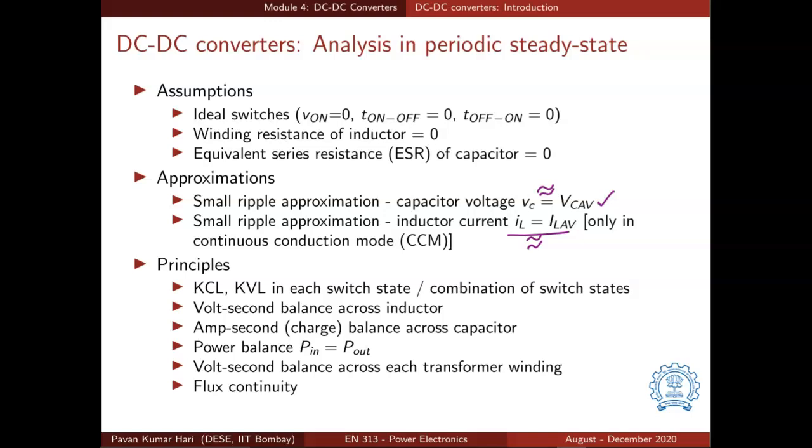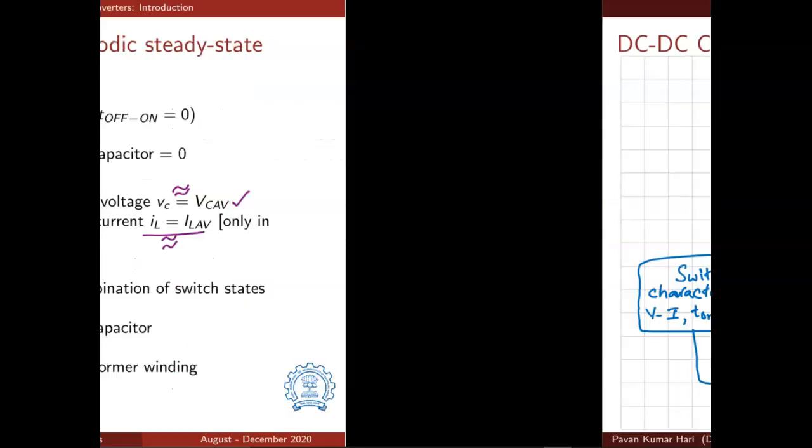And when it comes to isolated DC-DC converters, like converters involving a transformer, we have volt second balance across each transformer winding, and also flux continuity. That means the flux in the core cannot have discontinuities, which would require infinite voltage, because d phi by dt is the induced EMF. So the flux continuity principle can be useful in the analysis of isolated DC to DC converters.